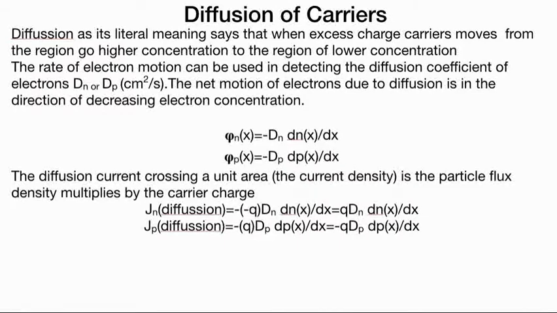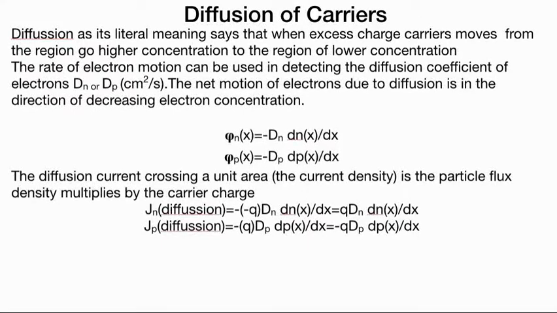Diffusion of carriers. Diffusion, as its literal meaning says, is when excess charge carriers move from a region of higher concentration to a region of lower concentration. The rate of electron motion can be used in determining the diffusion coefficient of electrons, dn over dt. The net motion of electrons due to diffusion is in the direction of decreasing electron concentration or hole concentration.